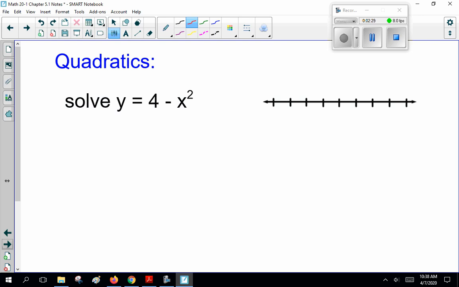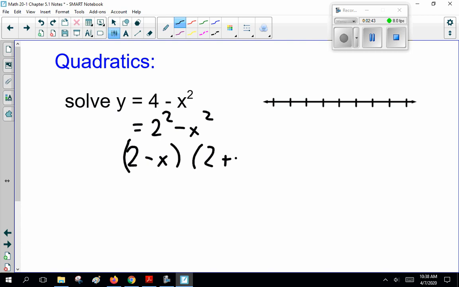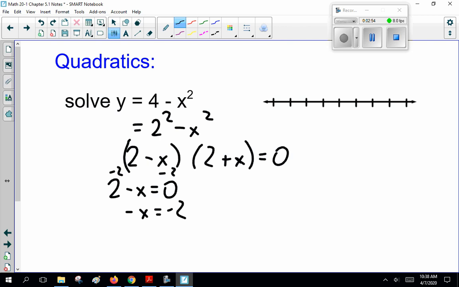I'm going to start with y equals 4 minus x squared. So you can graph this, or you can factor it and go, oh, that's a difference of squares. That's 2 squared minus x squared, or 2 minus x times 2 plus x. And remember, if we're solving it, we set it equal to 0. So 2 minus x is 0, subtract 2 from both sides, minus x equals minus 2, or x equals 2. 2 plus x equals 0, subtract 2 from both sides, x equals minus 2.